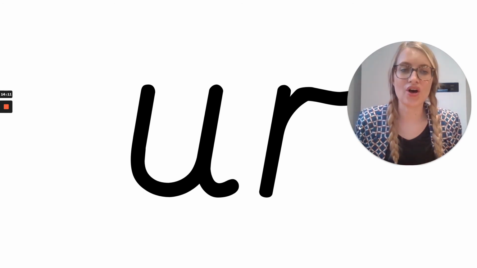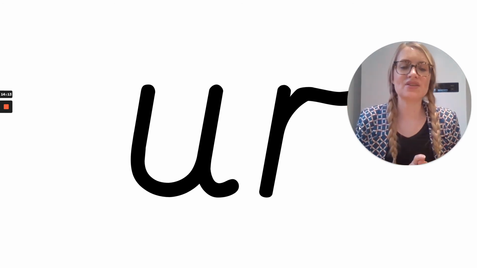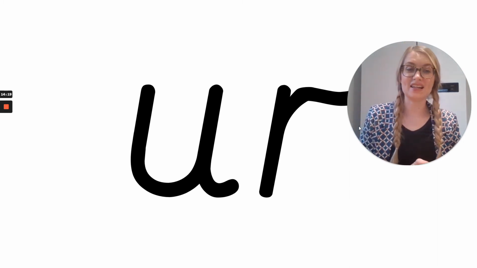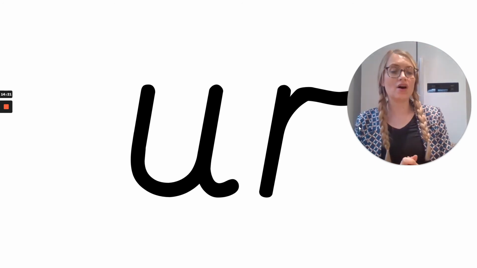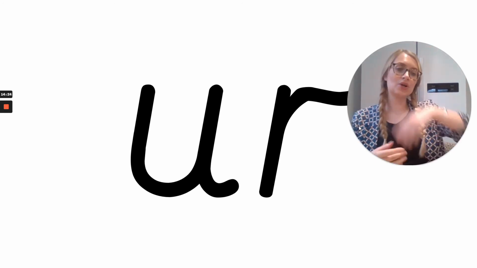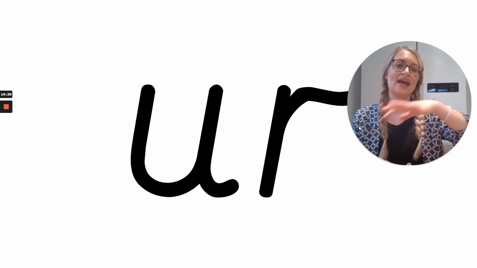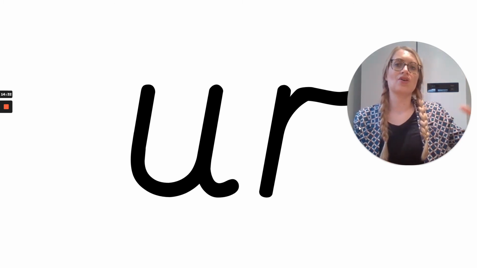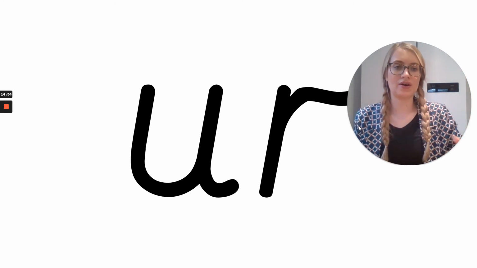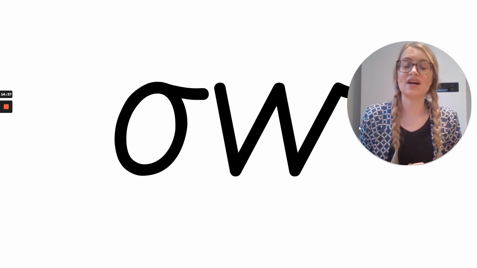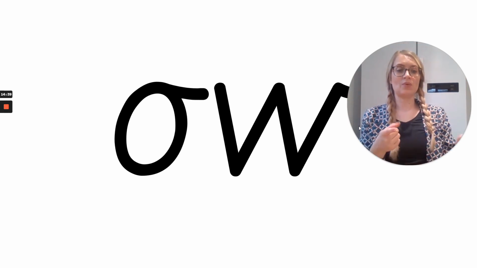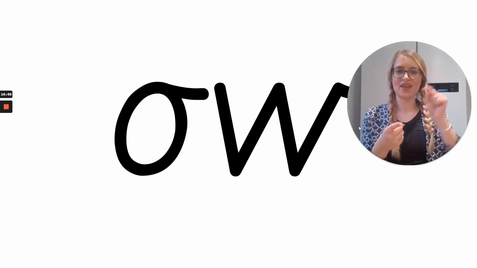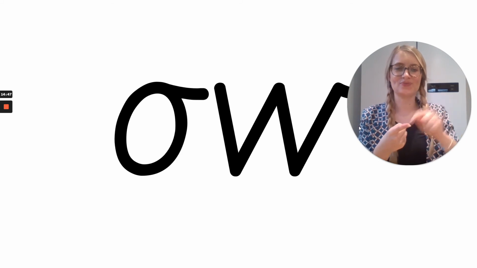This grapheme makes the phoneme ur. This is for words like fur or hurt. So you could pretend that you are stroking a cat. A cat's fur. This is the digraph ow, and we pretend that we have caught ourselves with a pin in our finger while sewing. Ow!